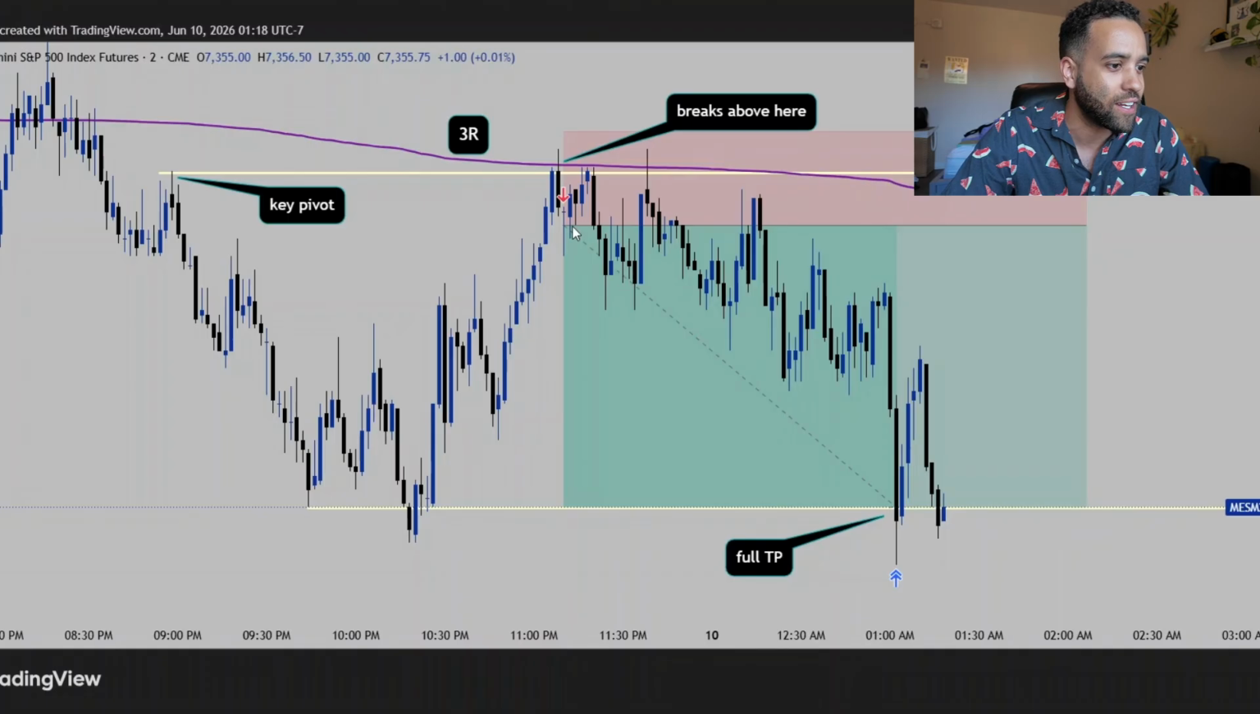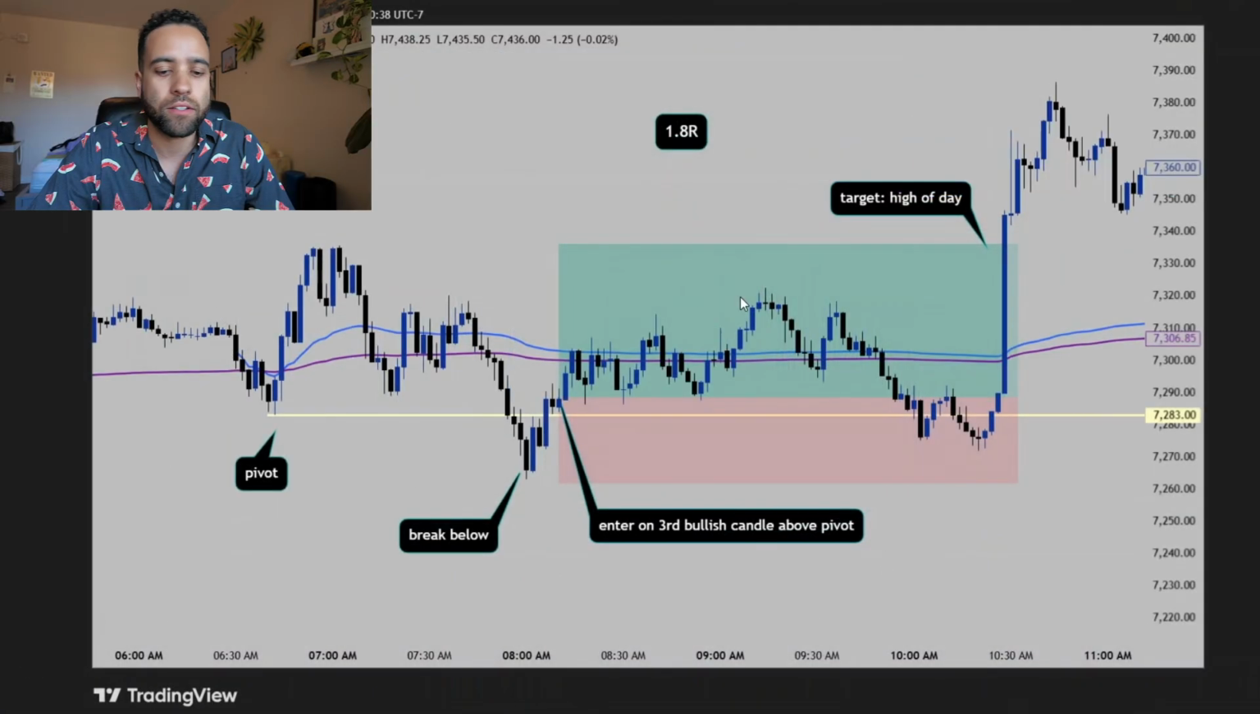This was Tuesday night, and again, I marked out this key pivot level, broke above, but also respected this purple line, which is the overnight VWAP. And so I entered when I saw some short pressure, and then I put my stop loss above that and targeted previous low, full TP, 3R. This was a really nice trade.